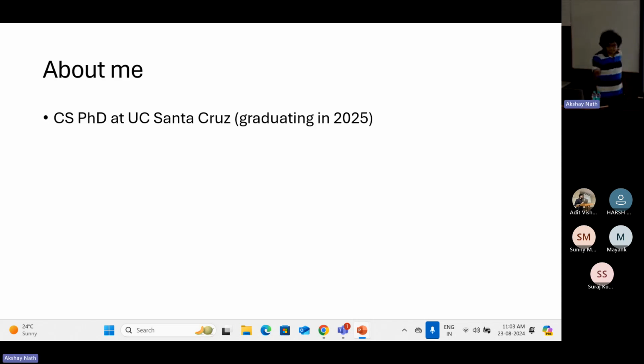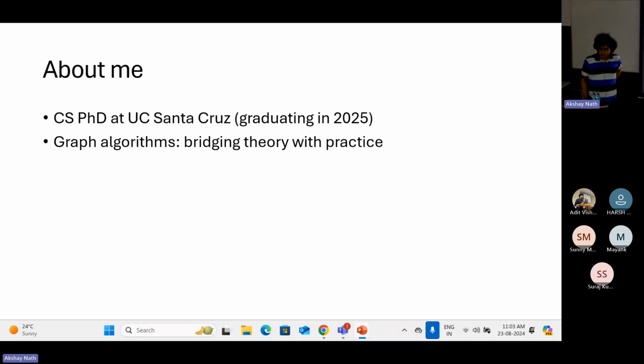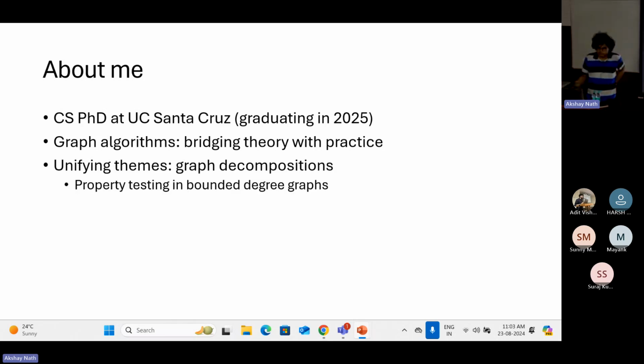As Adit mentioned, I work at UC Santa Cruz. I'm hoping to graduate by this time next year. Primarily, I work on graph algorithms, and my focus is on bridging theory with practice. The unifying theme often ends up being graph decompositions in various shapes and forms.